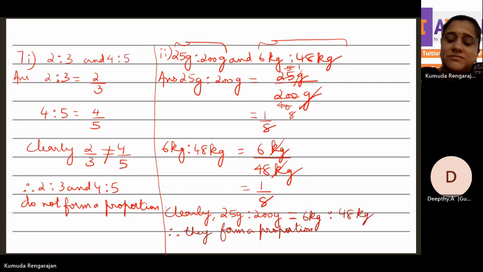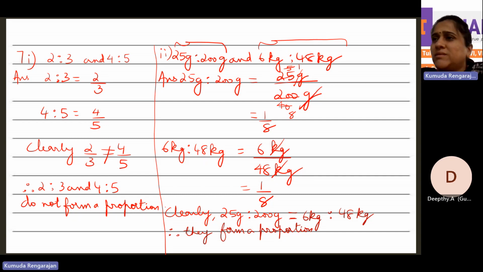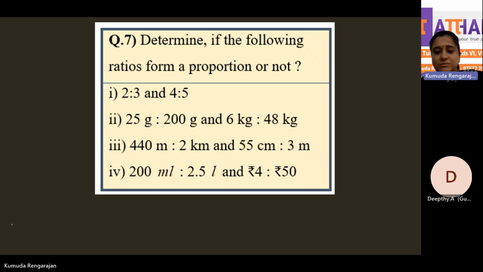Okay. Get your classworks. Sometime, maybe next class, you can bring your school classwork to the class here. I'll just have a look. All right. Next one. 440 meters.